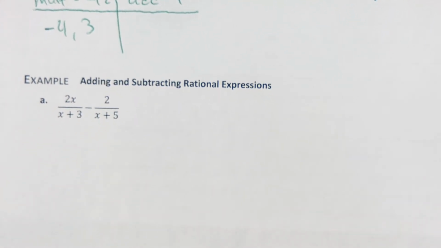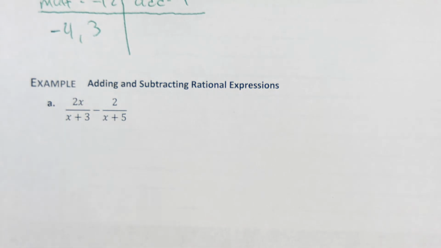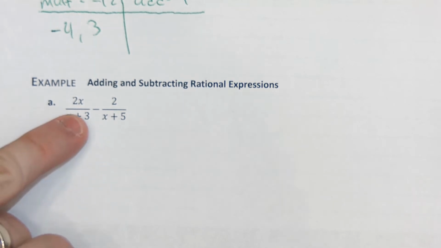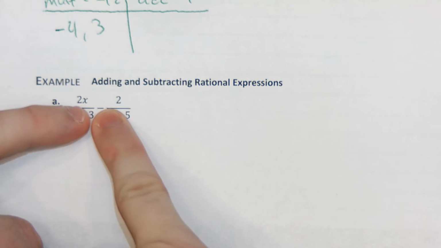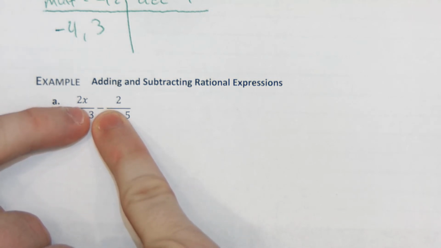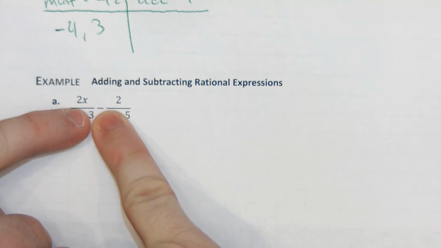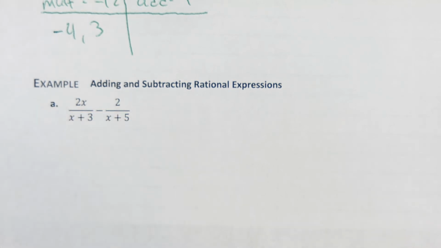Now adding and subtracting, not as simple. Why? Well, pretend that these x's weren't here. 2x over 3 and 2 over 5. You can't just subtract straight across there, because the only time you can add or subtract fractions is when you have the same denominator. So we're going to be on the hunt for the least common denominator. Let me tell you how you can never find a least common denominator. You can never find a least common denominator by adding to the top and bottom of a fraction.